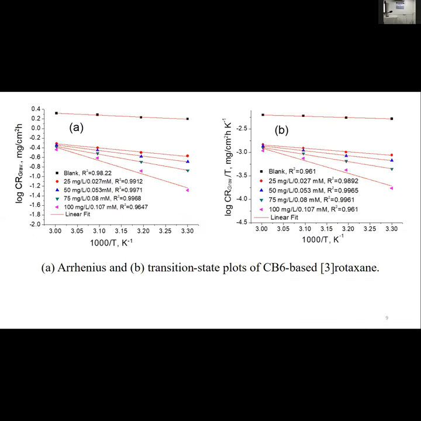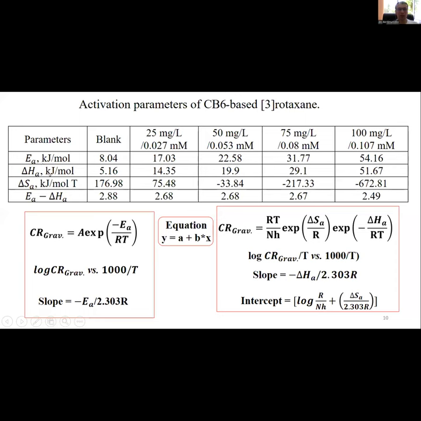The next one is thermodynamic parameters from Arrhenius and transition state plots. These plots we used to calculate the following thermodynamic parameters like activation energy, enthalpy, entropy, and the difference between activation energy and enthalpy. As a result, it was found that the activation energy is very low on the metal surface without inhibitor medium, but it can dramatically increase with the addition of corrosion inhibitors.